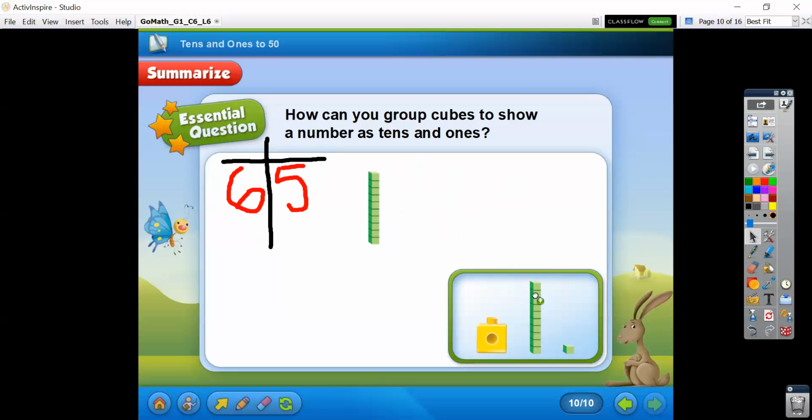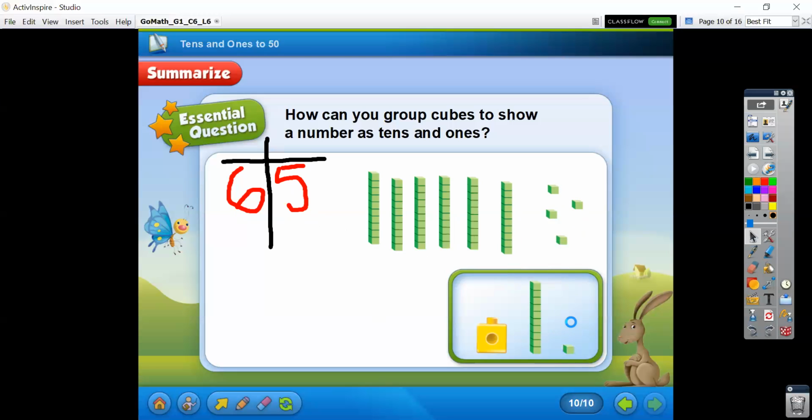1, 2, 3, 4, 5, 6. So here's my 6 10s, but I also need 5 1s to finish out that number. 1, 2, 3, 4, 5. So I can go back and count it.